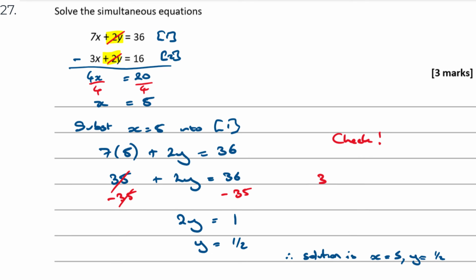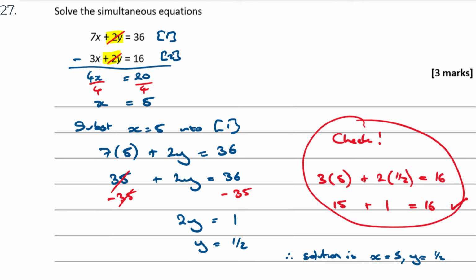So 3x, 3 lots of 5 plus 2 lots of y, 2 lots of a half, is that equal to 16? Well, 3 5s are 15, 2 halves are 1, and 15 plus 1 is 16, so that is okay. So that's just a quick way of checking that you've got the right answers.